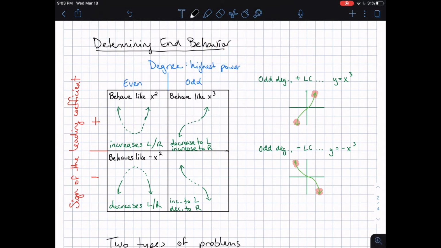And just for some completeness, no matter what happens, it's going to behave like negative x cubed.